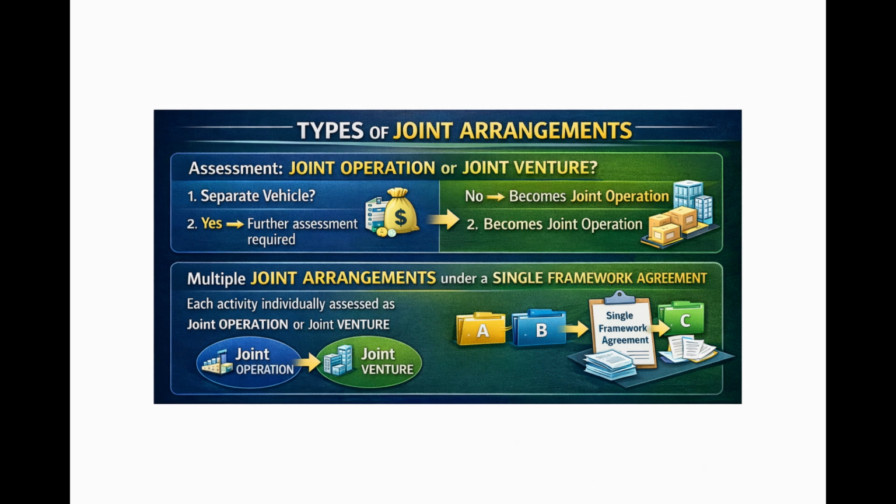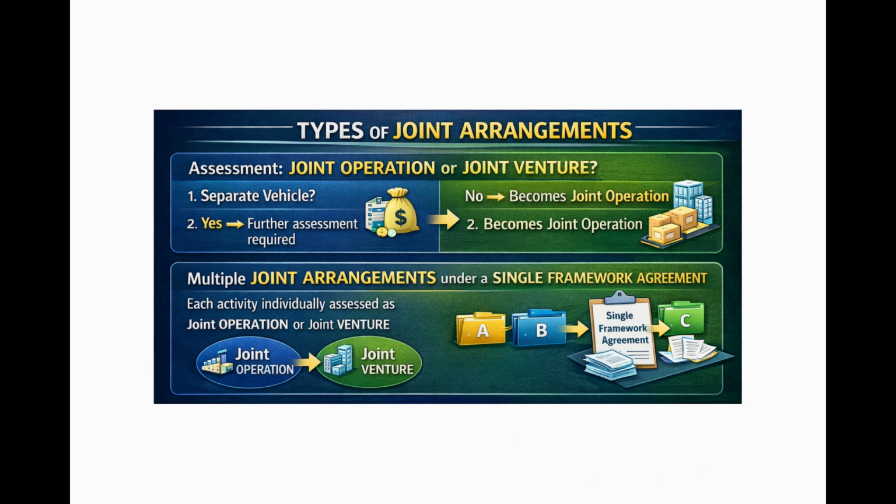If legal form indicates no separation, assets and liabilities belong to the parties themselves, not to the separate vehicle. Conclusion, it is a joint operation. Very important exam point. If legal form itself indicates joint operation, we stop here. No need to check contract or other facts and circumstances.